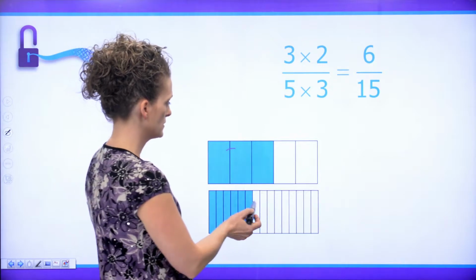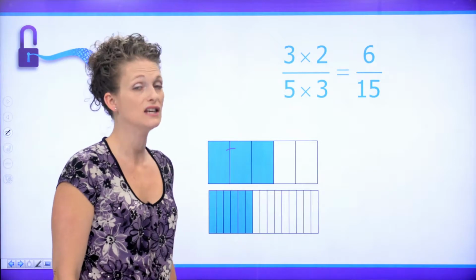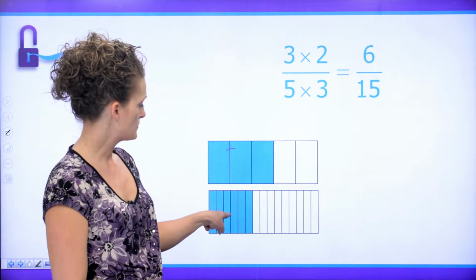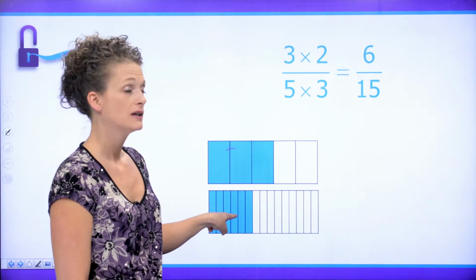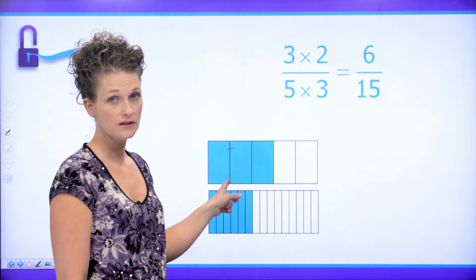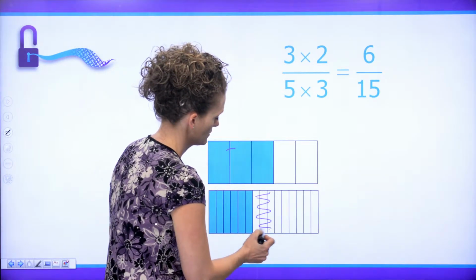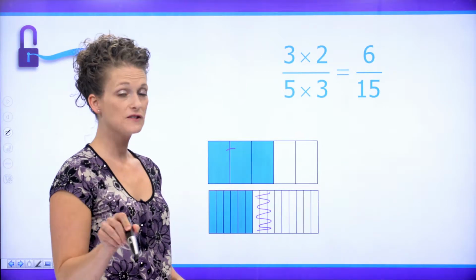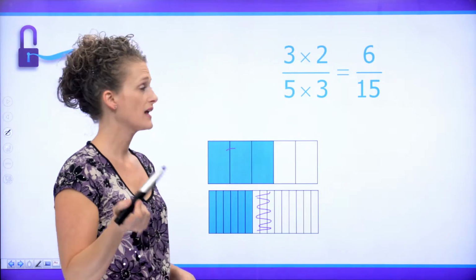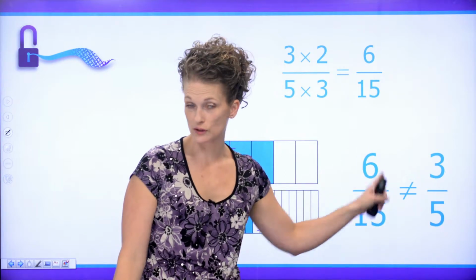Now, since these are the same size, the shaded part should be equal if we have equivalent fractions. But notice this rectangle on the bottom, the shaded part is actually less than the shaded part on the top. So in fact, it's this much less. So you have to multiply the top and the bottom by the same number in order to get an equivalent fraction. So 6/15 is not equal to 3/5.